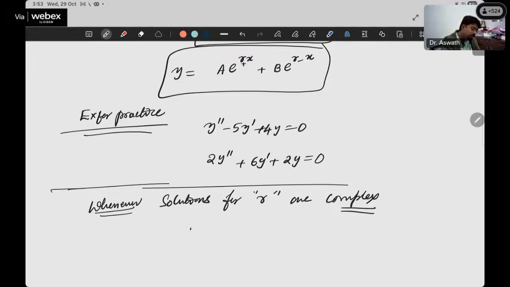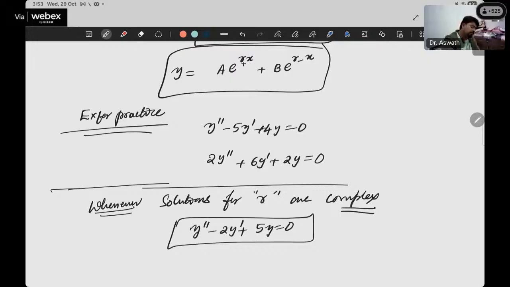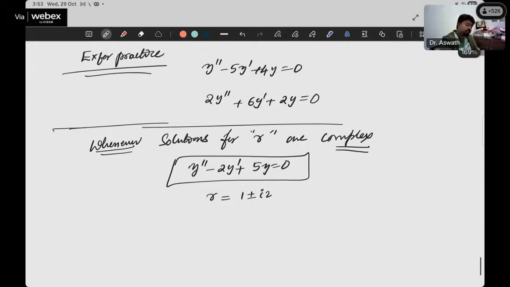Let's say you take an equation y double dash minus 2y dash plus 5y is equal to 0. In this case, the solutions are actually complex solutions. Why? Because the r values come out to be 1 plus or minus 2i. So the complex solutions are there. What you can do is express the solution in terms of these complex constants.